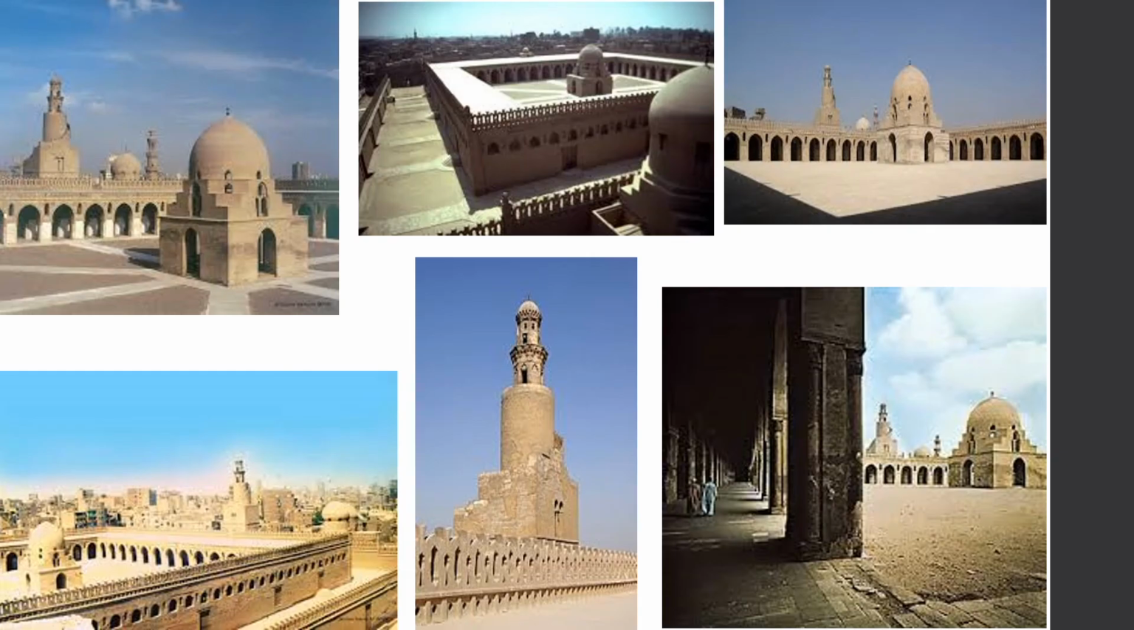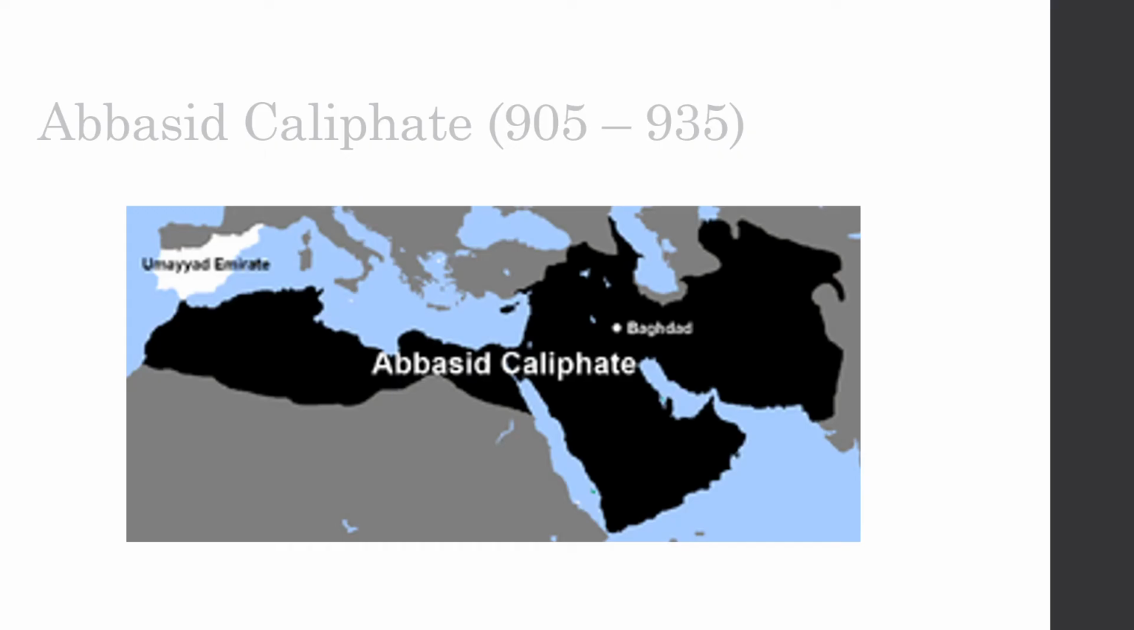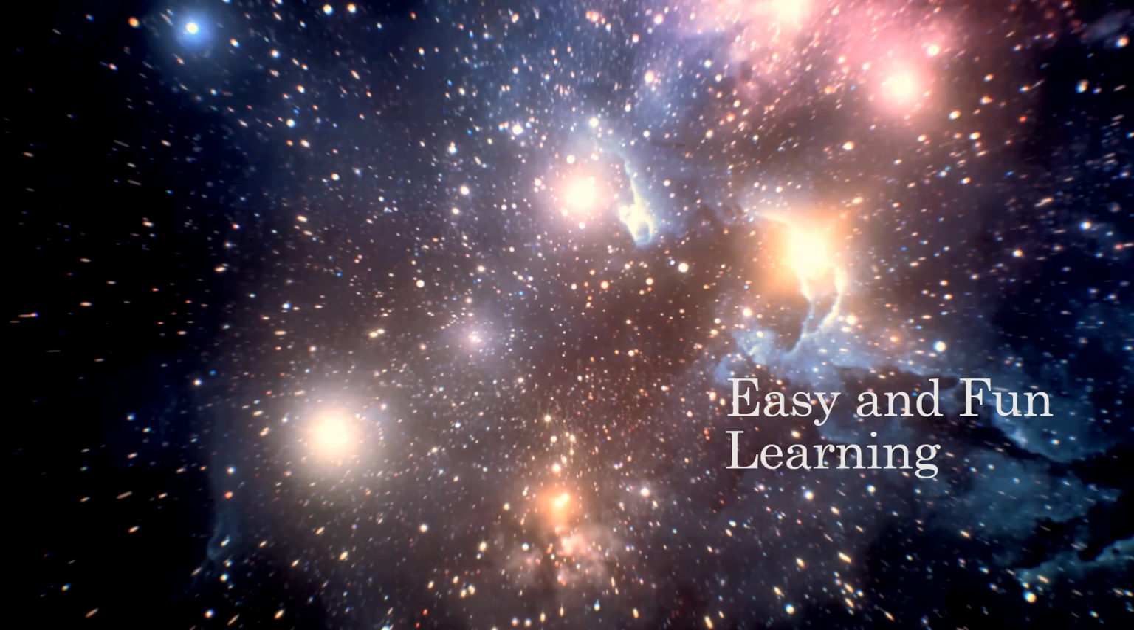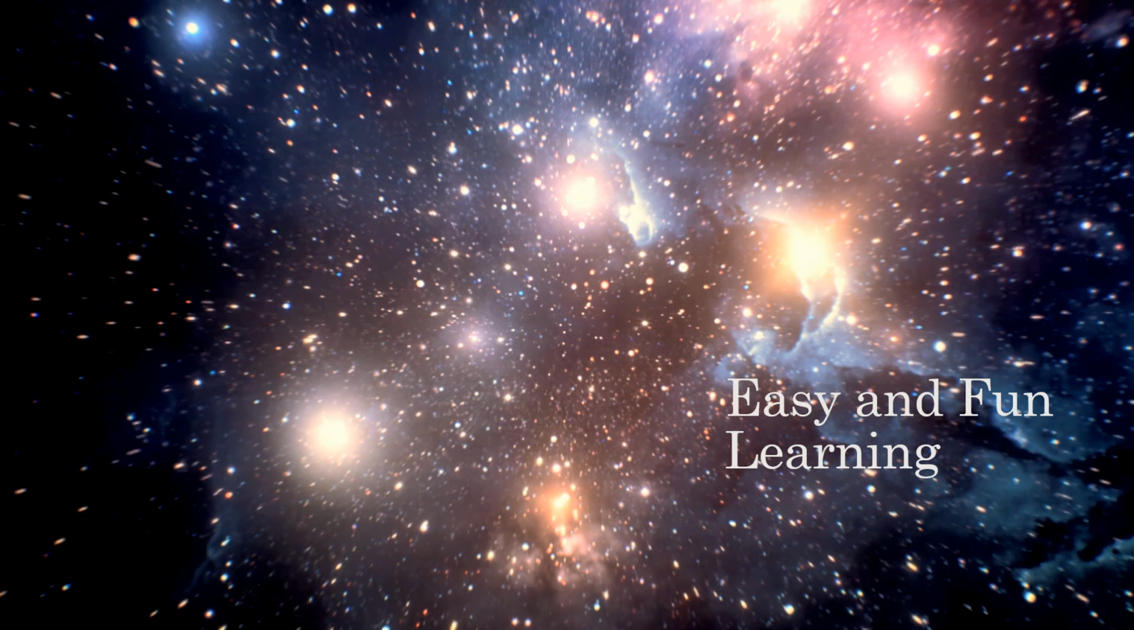And here are some pictures of the art of the Tulunid mosque that still stands until today. And so the Abbasid Caliphate took control of Egypt again from 905 to 935. Until another man named Ahmed bin Ikhshid, as I remember, or his family name was Ikhshid, took control of Egypt from 935 till 969, and then we'll know what happened later in the next lesson or next video.